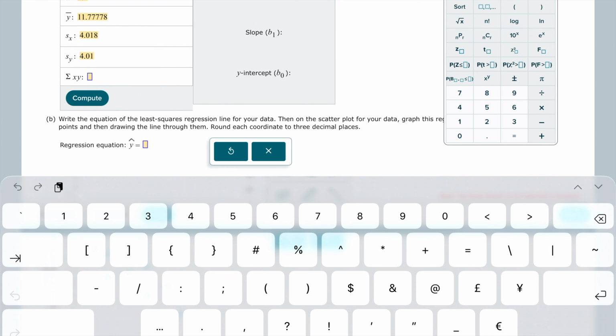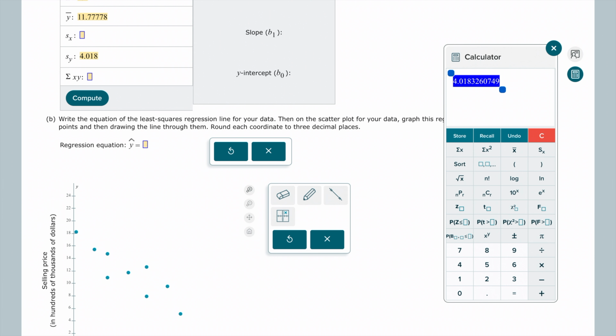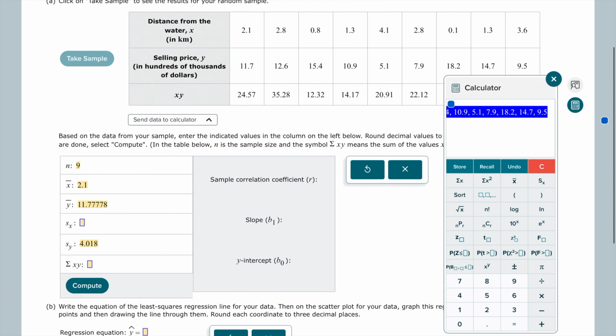I did my Y's first on accident, so let's go check my X's again and make sure, because we don't want to get this part wrong or we'll get the whole thing wrong. X's. Nope. My iPad is not liking me today. That's my X's. My standard deviation is right there.